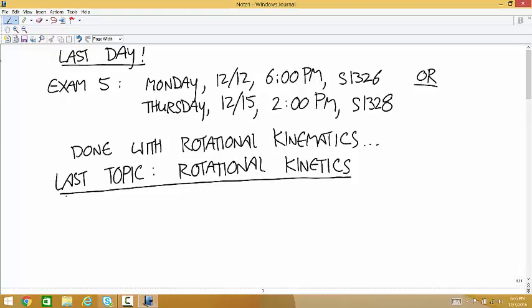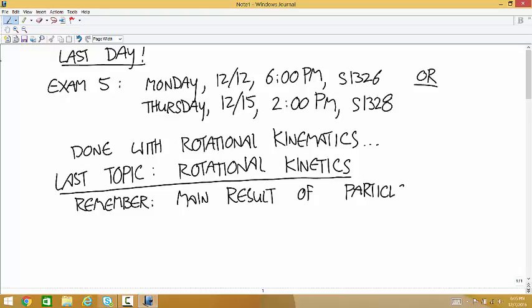And with particle kinetics, the main result was Newton's second law. So remember, particle kinetics, the main result was Newton's second law. So F net is equal to the mass times the acceleration.